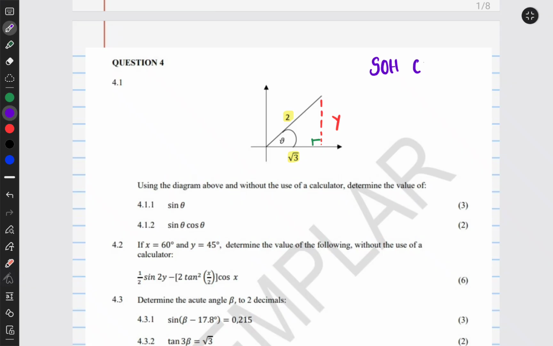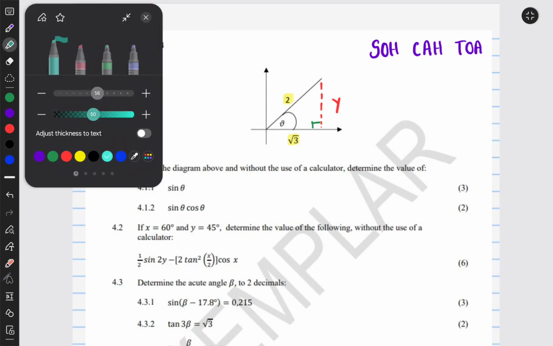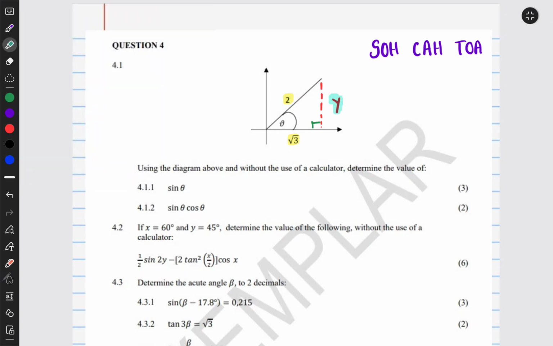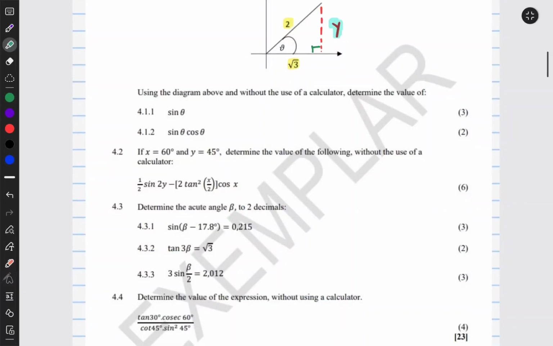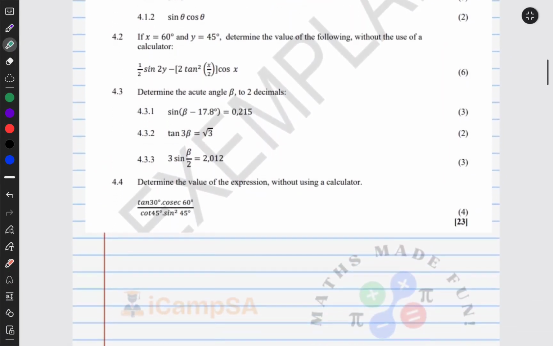The trigonometric ratios: sine is opposite over hypotenuse, cos is adjacent over hypotenuse, tan is opposite over adjacent. So for sine theta we have to use what? The opposite side over the hypotenuse side, but we don't have the opposite side, which is y. So we have to start by using the Pythagoras theorem to determine the value of y.